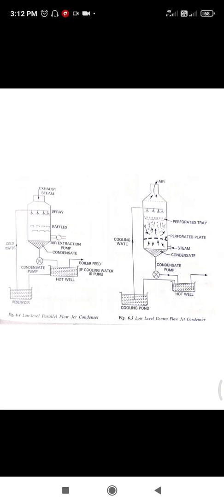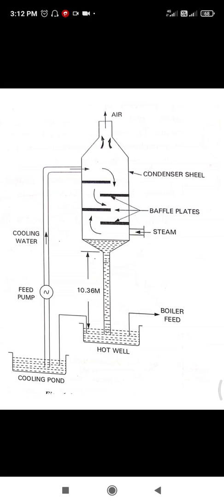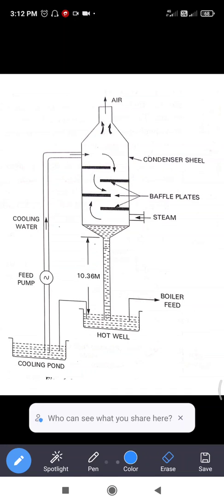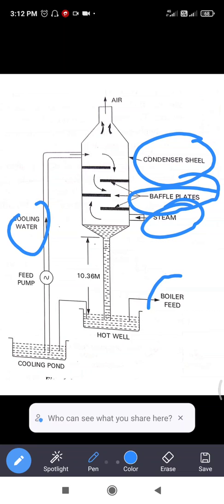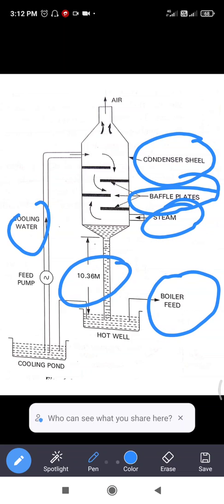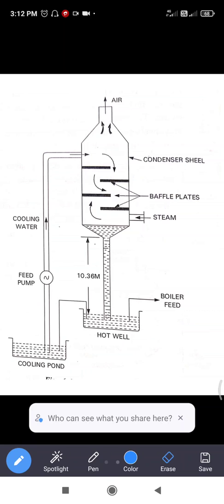Now let's see the high level jet condenser. I have said the types of jet condenser: there is the low level jet condenser, and next is the high level jet condenser. This is the high level jet condenser. It consists of a cooling pond, feed pump, cooling water, condenser shell and baffle plates, steam, and the boiler feed water. This height is about 10.36 meters. Let's see how it works.